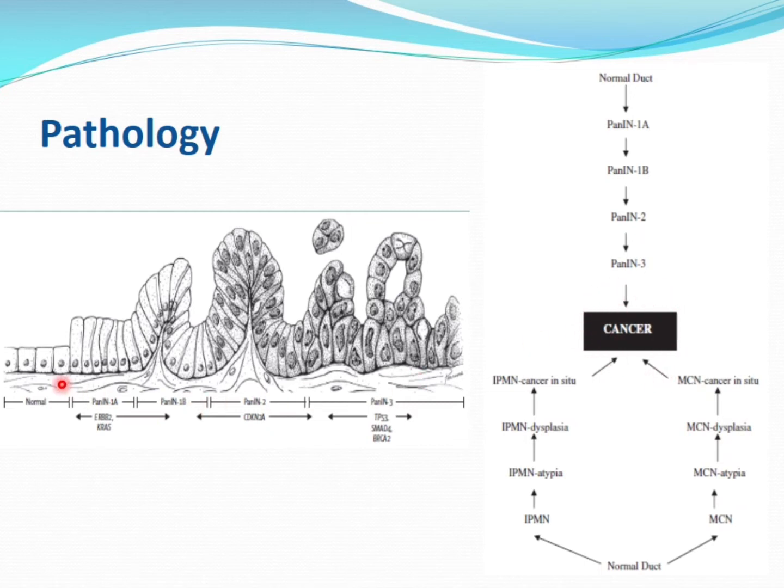And here we can see the change from normal cells, here the normal cells, here cells with PanIN1A, here cells with PanIN1B, here the degree of dysplasia is increasing, here PanIN2 and here PanIN3. There is also genetic mutation. Here we can see KRAS mutation, and here we can see CDKN2A mutation, and also in PanIN3 there is TP53 mutation and SMAD4 mutation and BRCA2 mutation. Here is considered as a carcinoma.